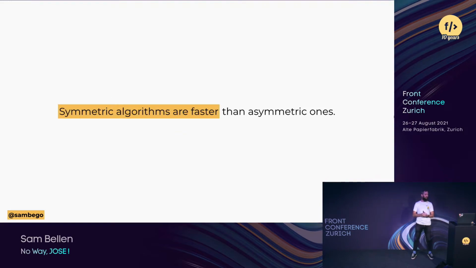And symmetric algorithms are faster than asymmetrical ones. I've talked about this before. Usually we use these symmetrical ones for bigger, larger amounts of data. And if we have smaller amounts of data, we use asymmetrical ones because they're a bit more secure, since you don't use the same secret to encrypt and decrypt.